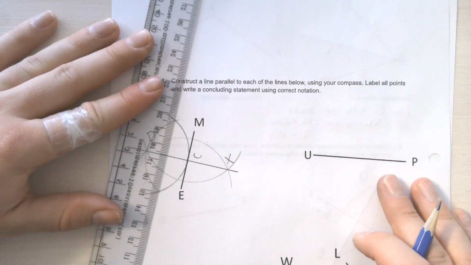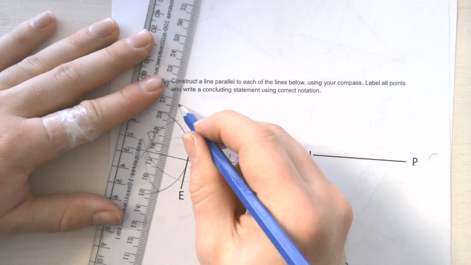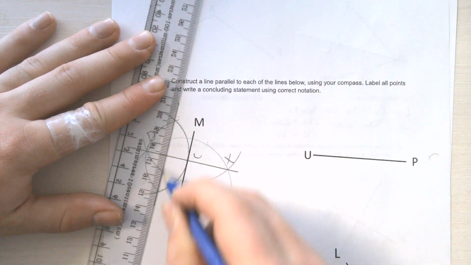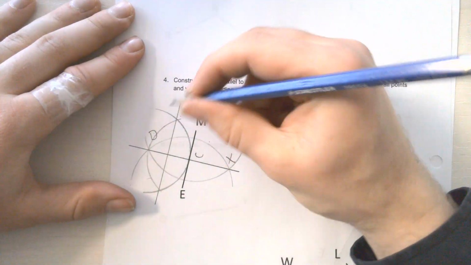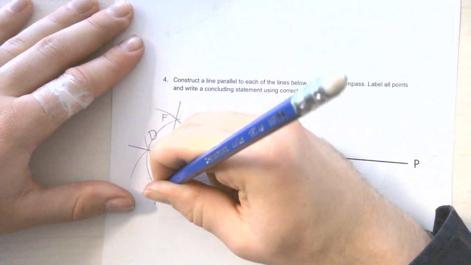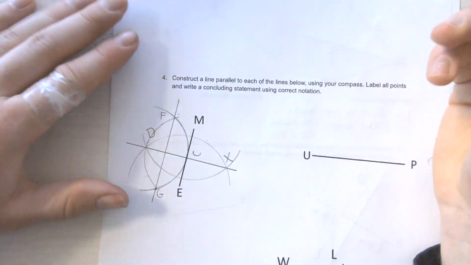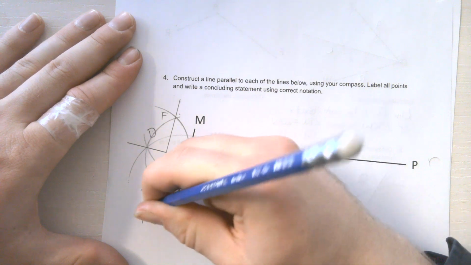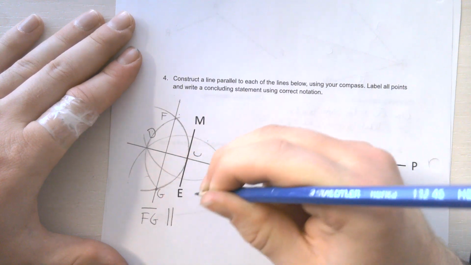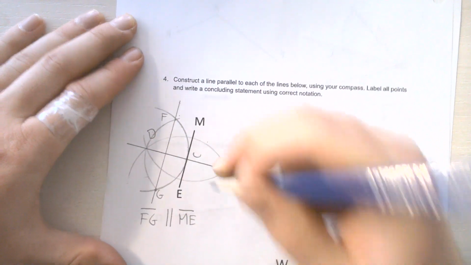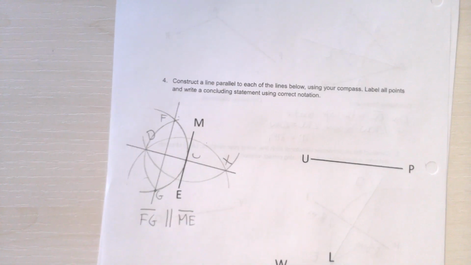And so we're going to go ahead and we're going to connect those 2 intersection points like so, a straight line. I'm going to call those intersection points point F and point G. And what we should be able to say is that line FG is parallel to line ME. We can check that in a couple of ways.